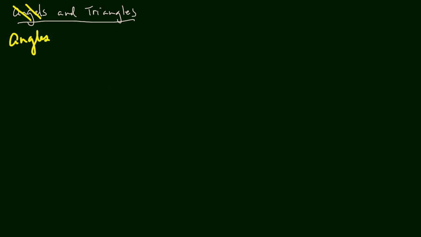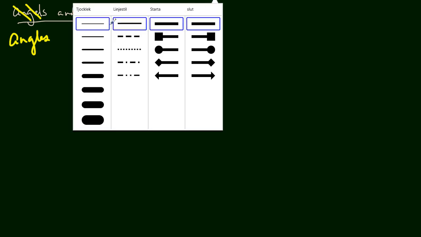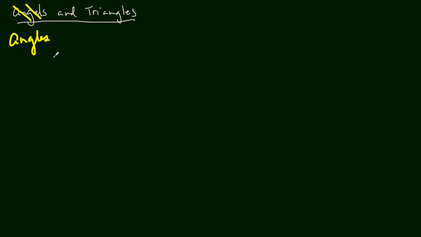Angles. Angles and triangles. We will start with angles. When we have a straight line and then we put this, then we will say that we have a straight angle. And it is always equal to 180 degrees.